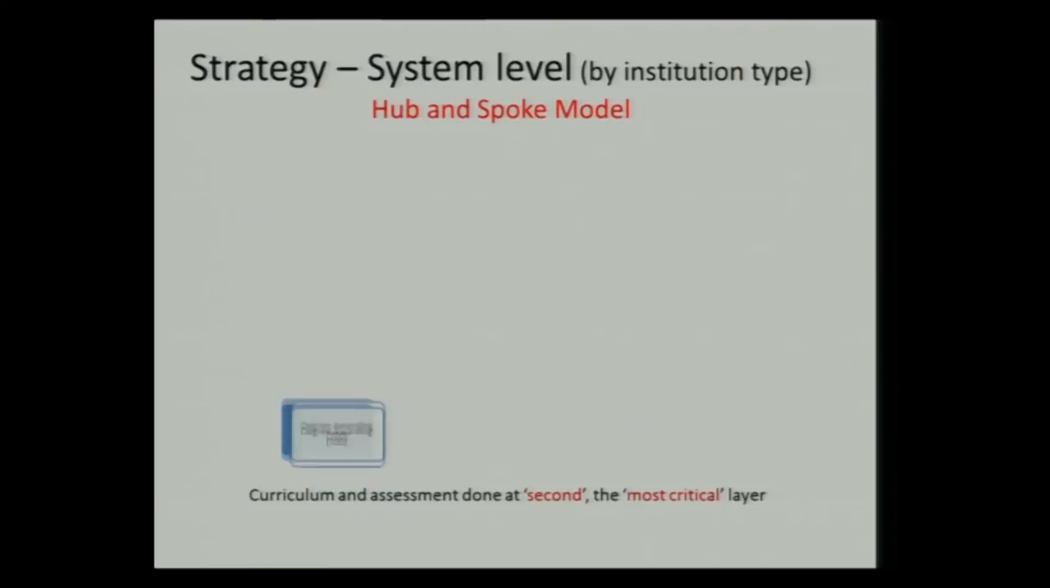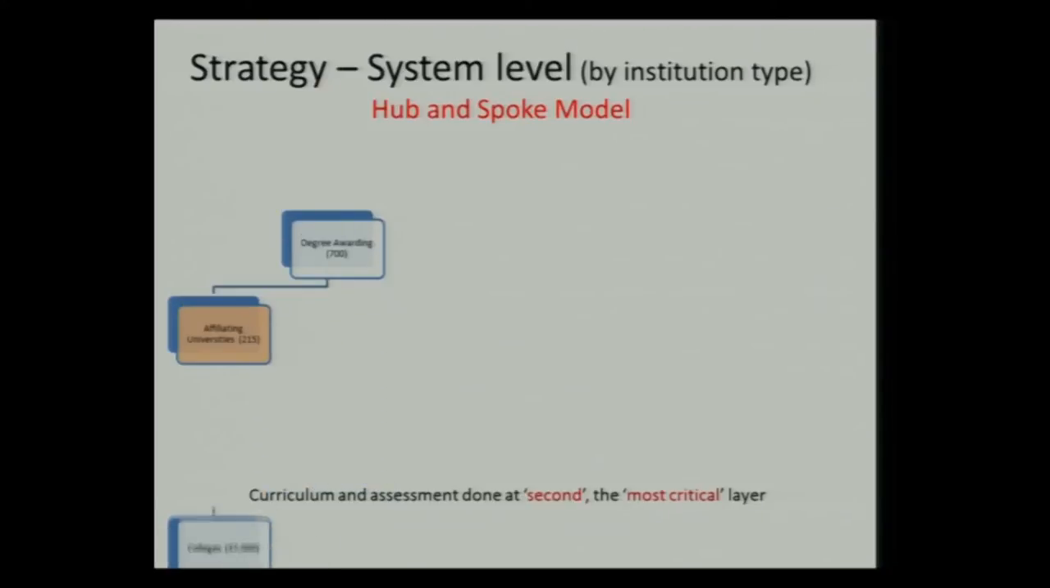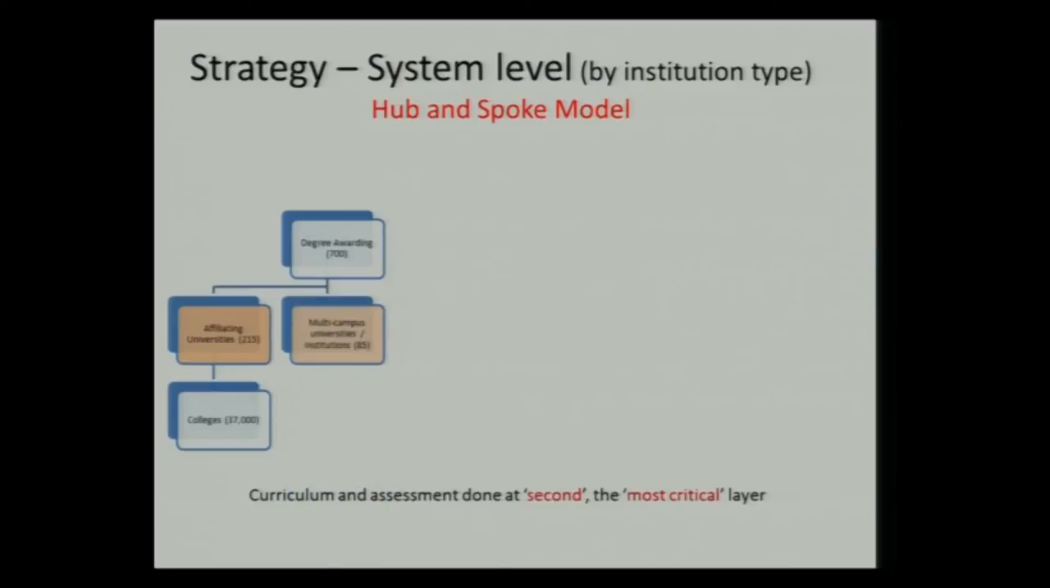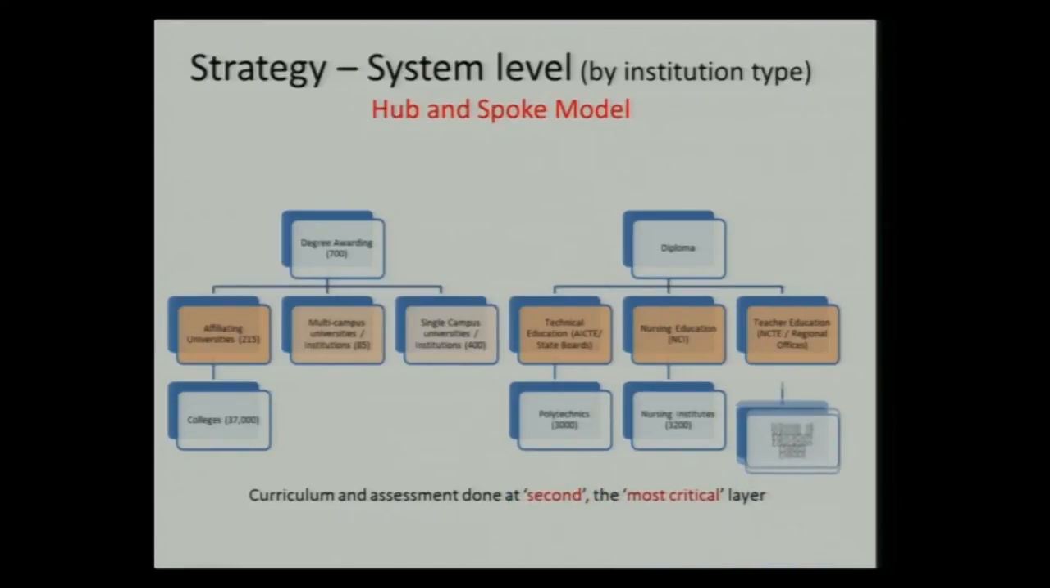Next is at the system level. Interestingly, our system is organized in a hub and spoke model. An individual institution of higher education is not an independent entity. On the degree granting side, of the 700 or so degree awarding institutions, over 200 are affiliating universities that affiliate over 37,000 colleges. So we don't have to reach out to all 37,000 colleges. If we build the capacity of those 200 affiliating universities, we are able to reach a large part of India's higher education sector.